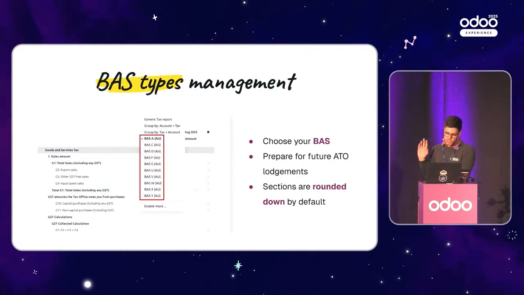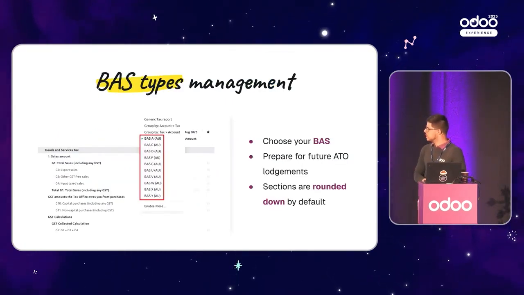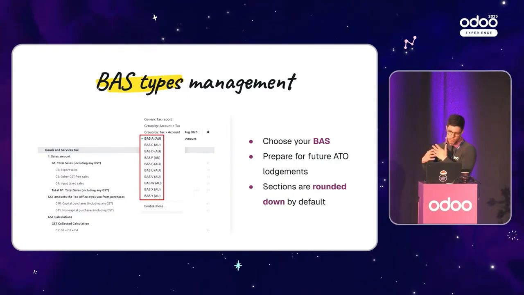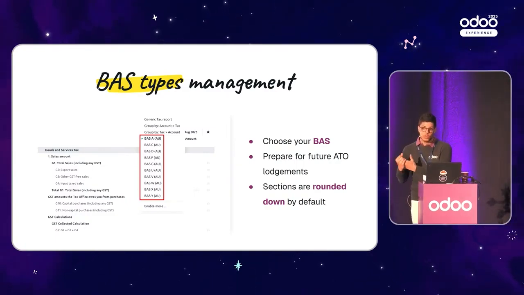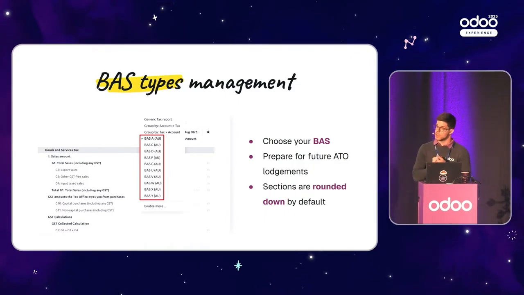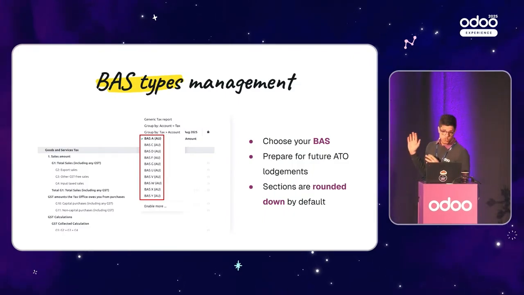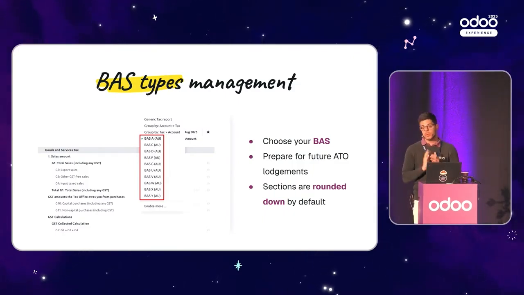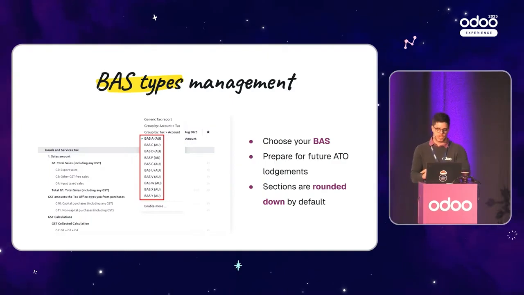Okay, so this is how it looks. It looks a little clunky. The idea is basically to prepare for lodging the BAS report directly to the ATO as part of SBR compliance very soon. So this is not available yet. However, you can already choose your BAS type so that you're used to it, and as soon as we have the connection finalized with the ATO, that is going to be a necessary requirement.